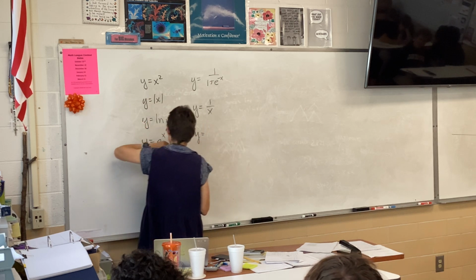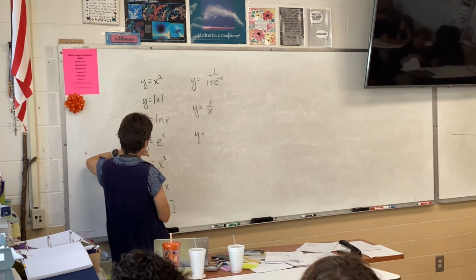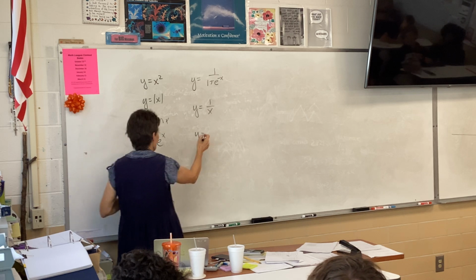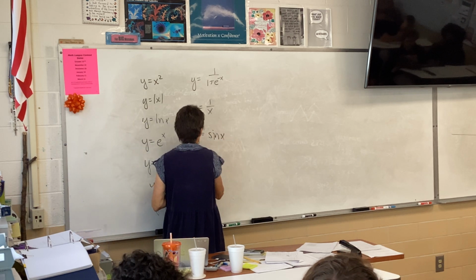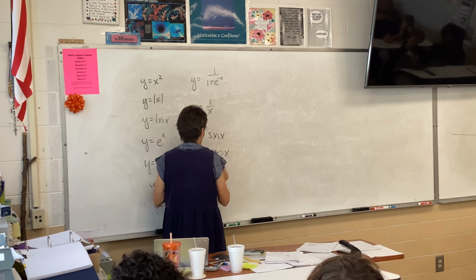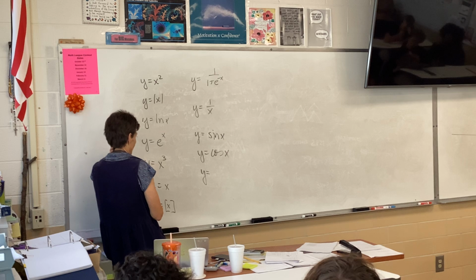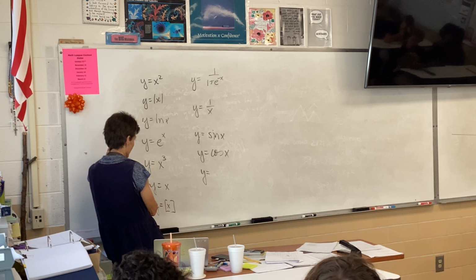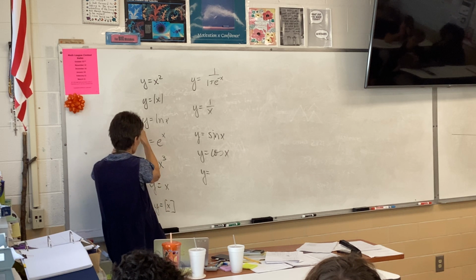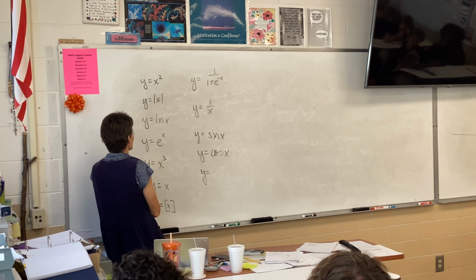I'm missing some. What am I missing? Sine and cosine. And I got one more I'm missing. The linear one. I got linear. Logarithmic. I got logarithmic. I got integer. Reciprocal. No, we got reciprocal.